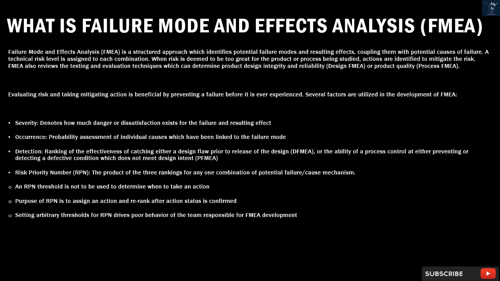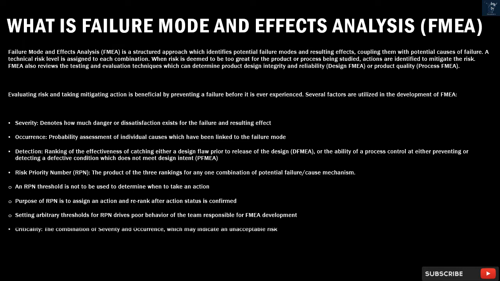Design FMEA or product quality process FMEA. Evaluating risk and taking mitigating action is beneficial by preventing a failure before it is ever experienced. Several factors are utilized in the development of FMEA. Severity denotes how much danger or dissatisfaction exists for the failure and resulting effect. Occurrence is a probability assessment of individual causes which have been linked to the failure mode. Detection is a ranking of the effectiveness of catching either a design flaw prior to release of the design (DFMEA) or the ability of a process control at either preventing or detecting a defective condition which does not meet design intent (PFMEA).